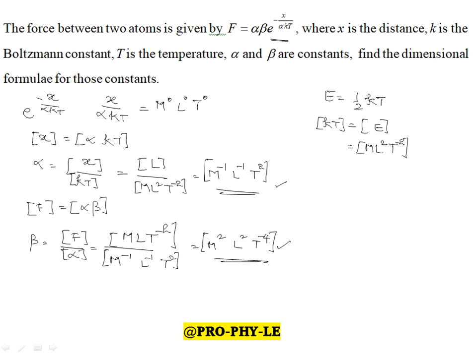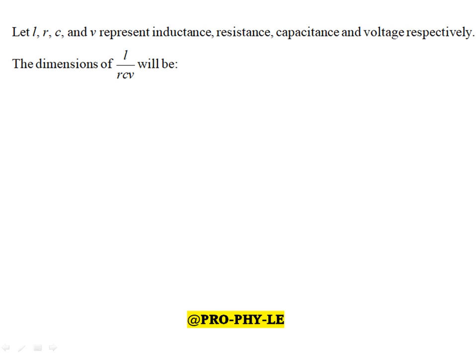Let's check the next question. L, R, C and V represent inductance, resistance, capacitance and voltage respectively. Then the dimensions of L by R C V will be... there is an inductor and if there is a resistor, this is called an LR circuit. In an LR circuit, time constant is given as L by R. So this implies L by R will have dimensions of time, that will be T power of minus 1.